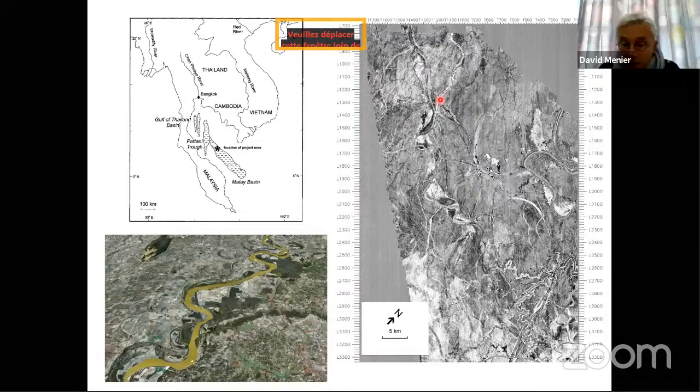But in this image, of course, we have a different one. So be careful with this image. It's horizontal layers through a 3D block. But in this case, we can observe some channels, and we can draw a parallel with what we have at the present day in the Mississippi.